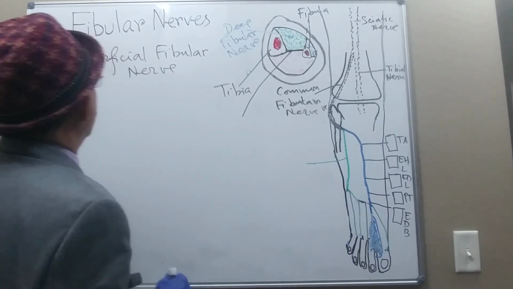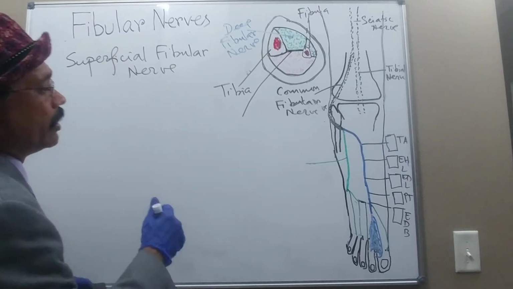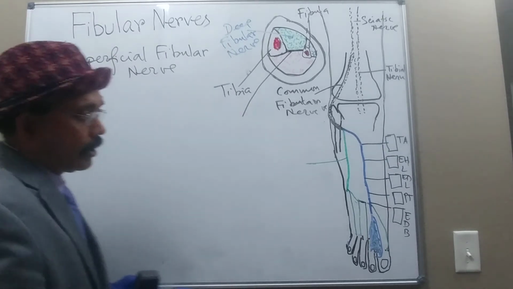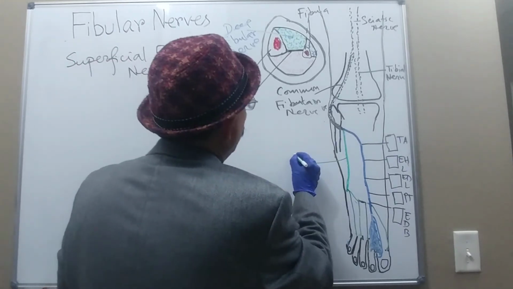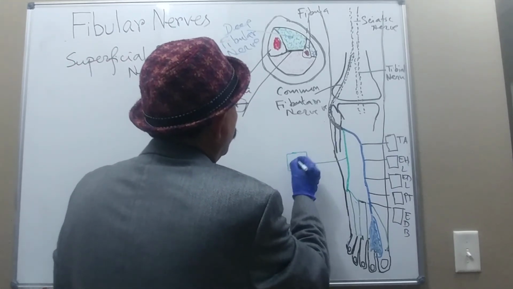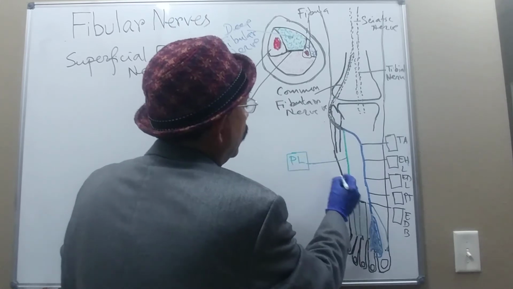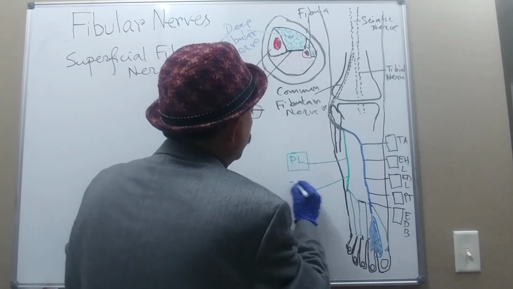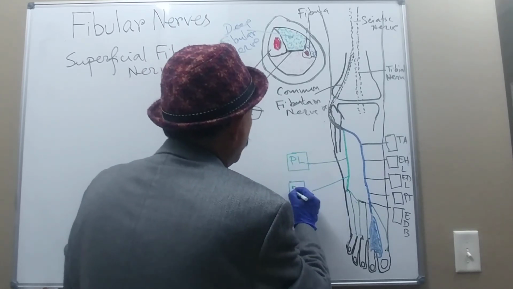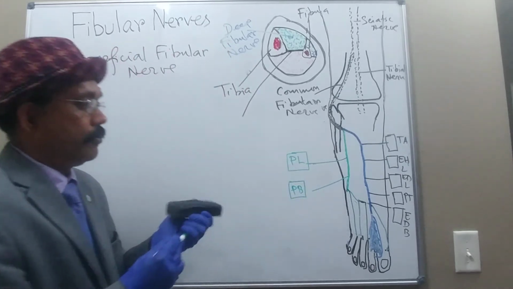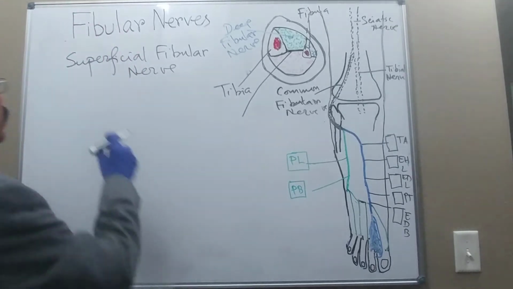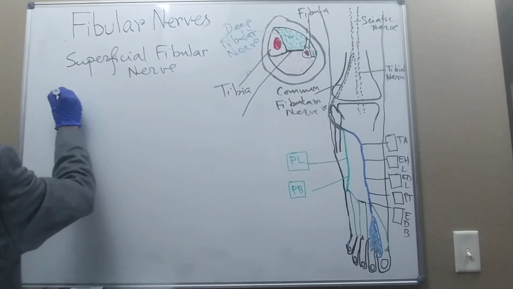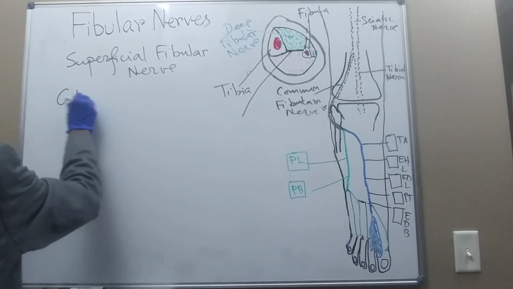So the superficial fibular nerve innervates two muscles. What are those two muscles? The peroneus longus and the peroneus brevis muscle. So two muscles are innervated by the superficial peroneal nerve. So we have muscular branches, and we have cutaneous branches.